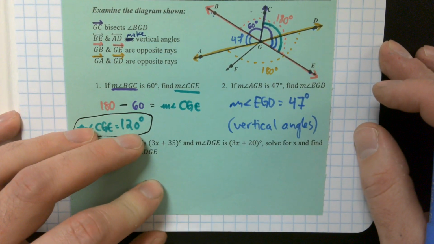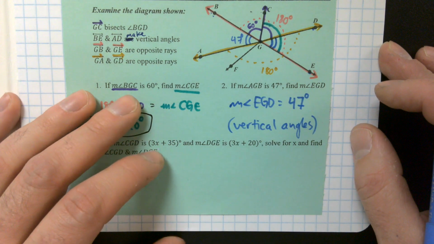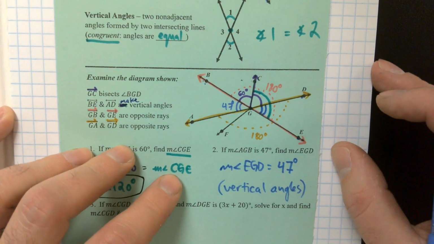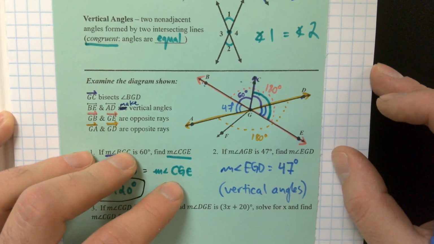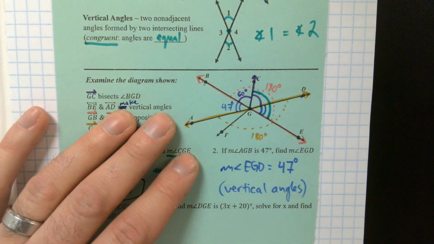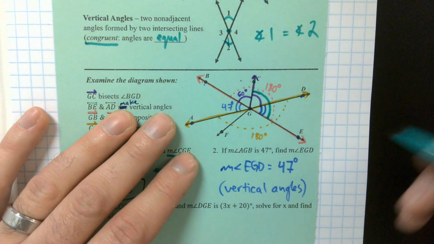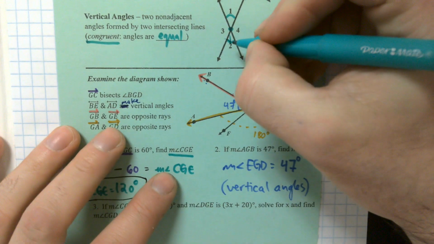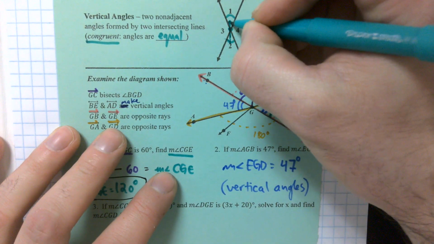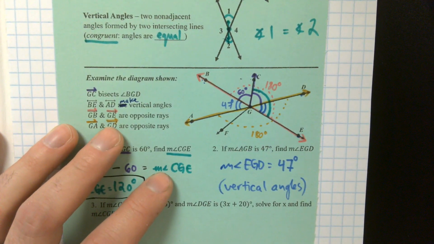Liana? Why are they called vertical angles if they're diagonal? That's a good question. I don't know. The way I always envisioned it was because they're like across the street, pointing at each other. I could do a vertical line from this one to that one, but I don't know why they're called vertical angles.